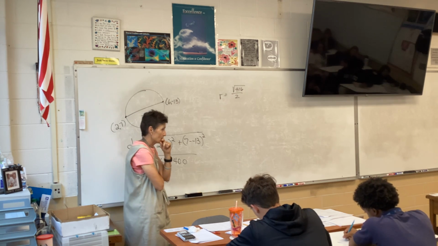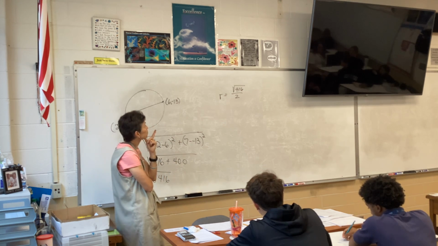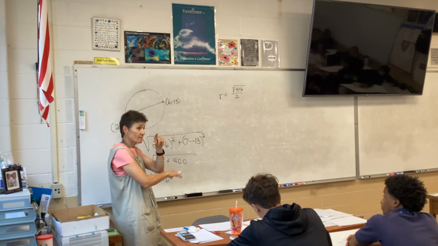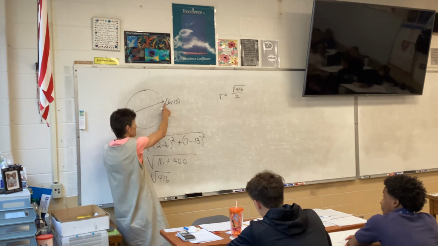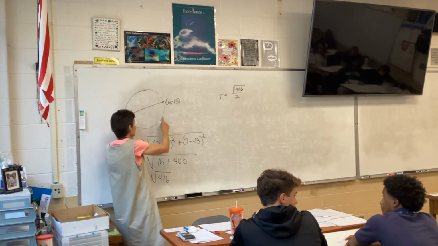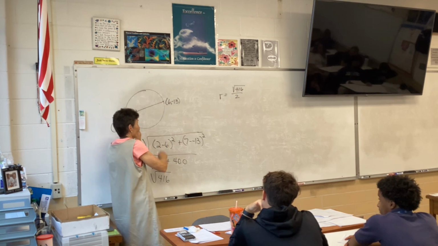Okay. So are diameter and distance here the same? The length of the diameter is the distance from this point to this point. And that's what that equation is that we were trying to find. That's the distance from here to here. Okay.